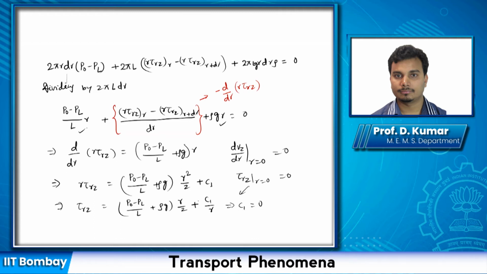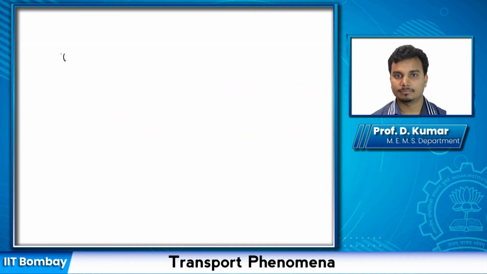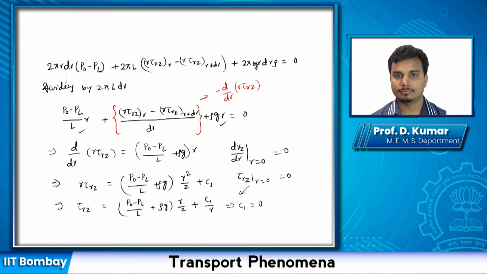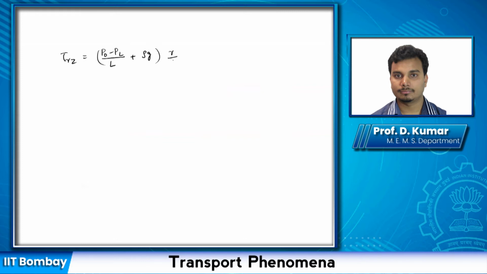So if you do that in this equation, then that would mean that C1 has to be 0, right? Because of this. So what we can write essentially is tau rz is p naught minus pL by L plus rho g, times r by 2. Okay. So this is the shear stress.